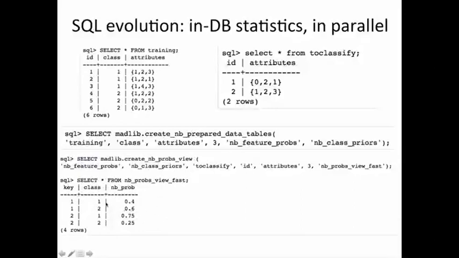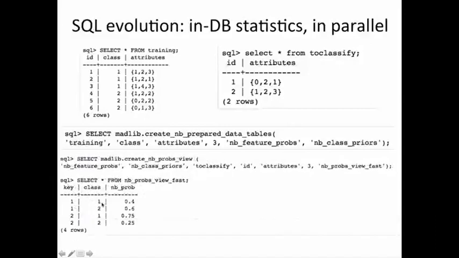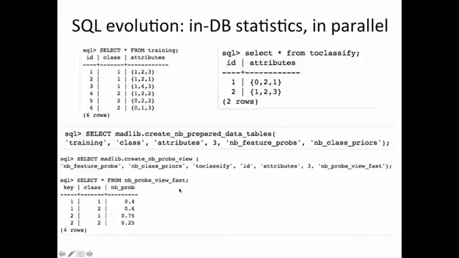So one finds that for the first element in the toClassify table, we had a 0.4 chance of a 1 and a 0.6 chance of a 2, and that's why it was classified as 2. Whereas the second one, we had a 0.75 chance of a 1 and a 0.25 chance of a 2, and therefore it was classified as 1. We haven't gone into the details of the syntax, but I guess the idea is clear.